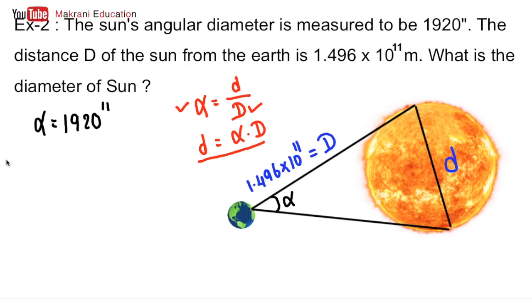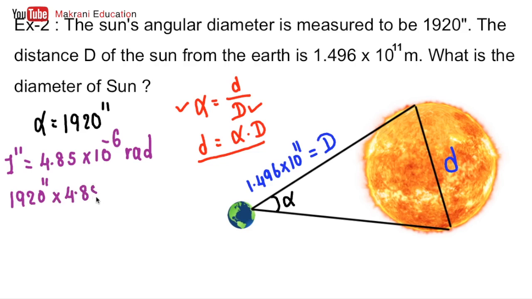That is, 1 second is equivalent to 4.85 into 10 to the power minus 6 radian. Converting our angle into radian, that is equal to 1920 second multiplied by 4.85 into 10 to the power minus 6, which is equal to 9.312 into 10 to the power minus 3.